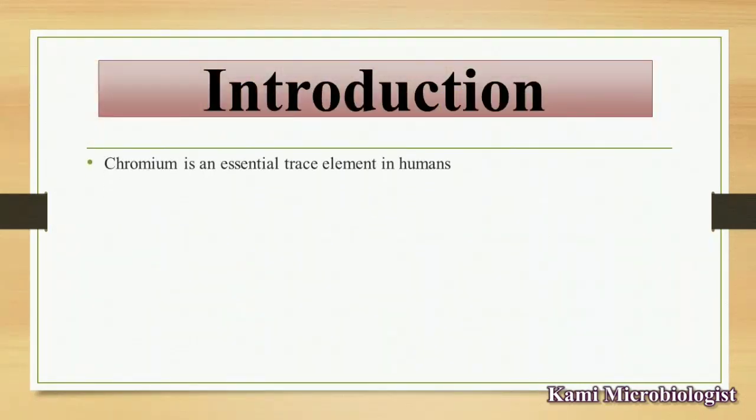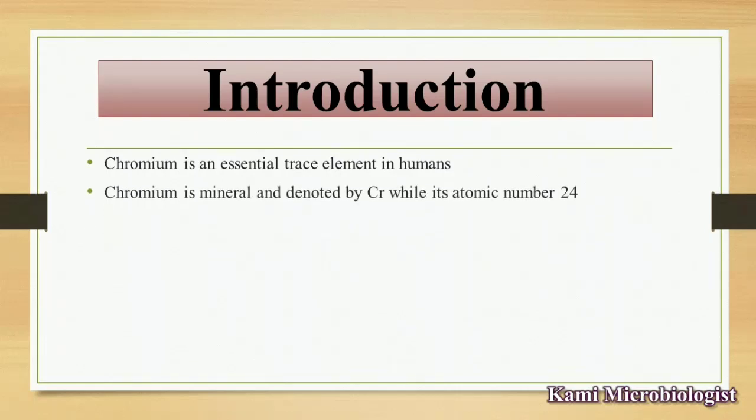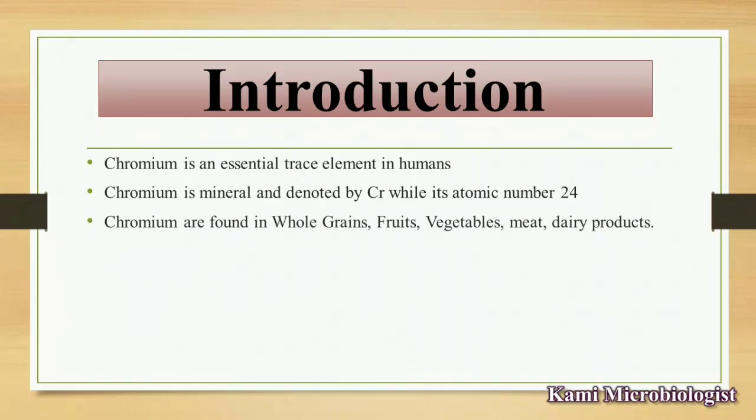Chromium is actually an essential trace element in humans. It means that it is found in a very trace amount, in a very small amount in the human body. Chromium is a mineral and it is denoted by Cr and its atomic number is 24. Chromium is also found in food, but in a very low amount, like in whole grains, fruit, vegetables, meat, and dairy products.